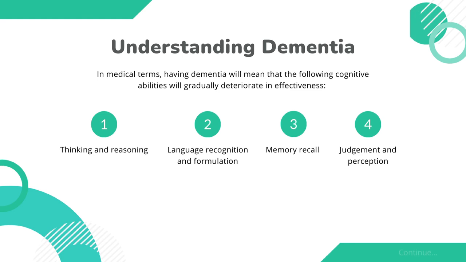In medical terms, having dementia will mean that the following cognitive abilities will gradually deteriorate in effectiveness. 1. Thinking and reasoning. 2. Language recognition and formulation. 3. Memory recall. 4. Judgment and perception.